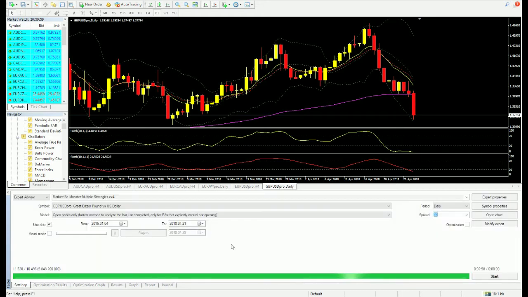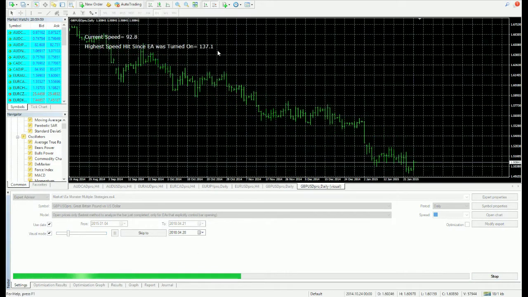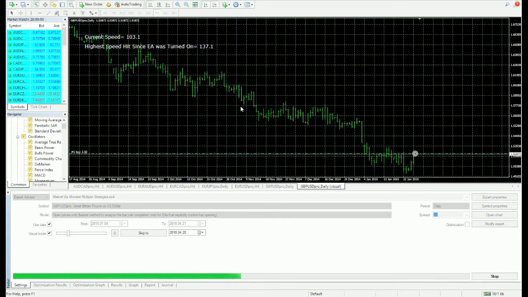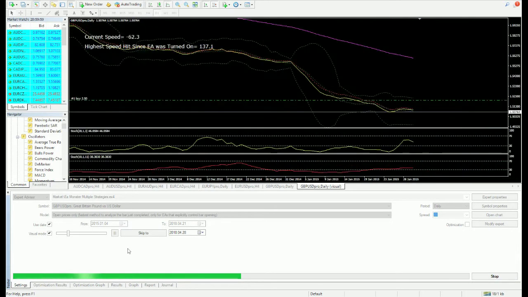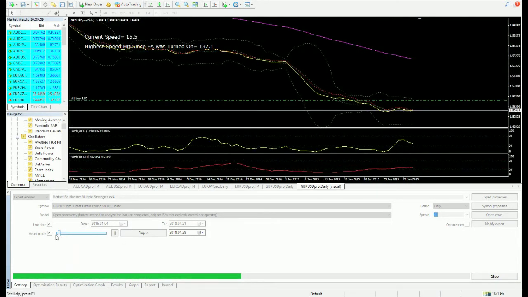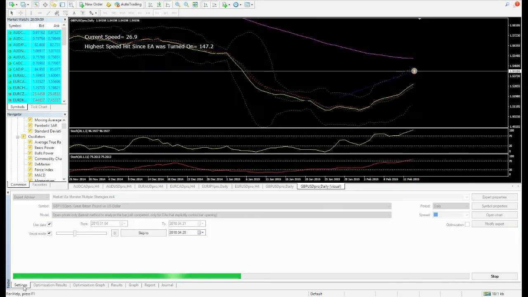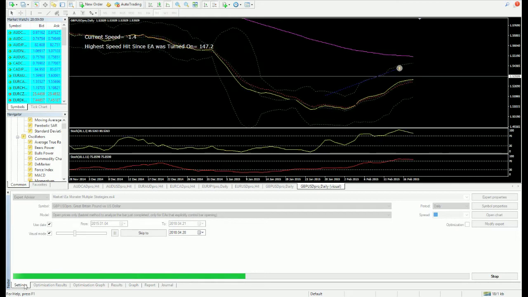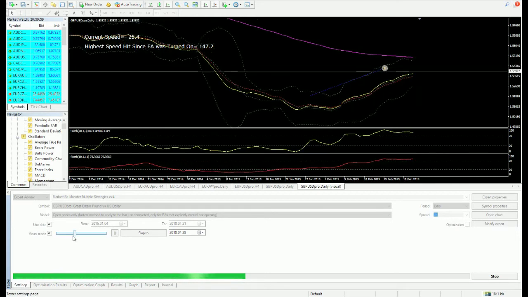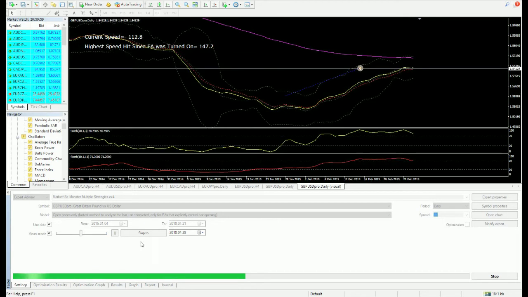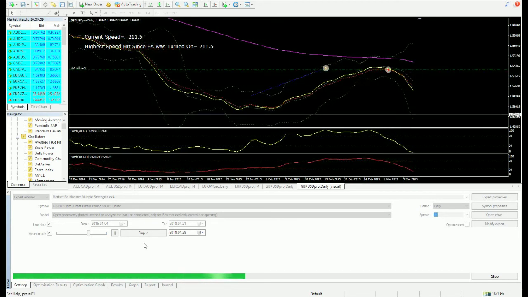But as you'll see now, we're going to double click on this. It's going to load, and what we're going to do now is click on visual mode and load this template here. We're going to watch how it trades. I'm also going to select on graph here. After you're done optimizing, always load it and watch it trade to see if it's for you. Maybe you won't like the way it trades.